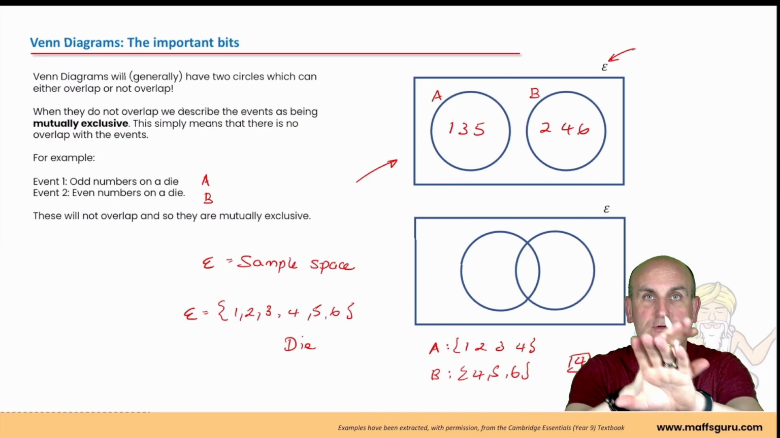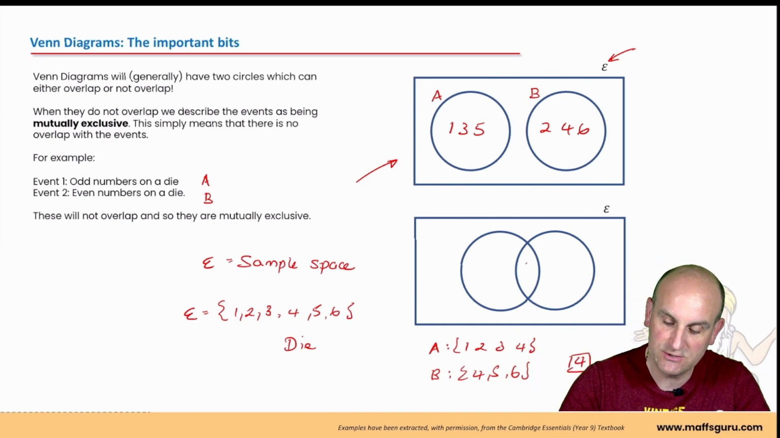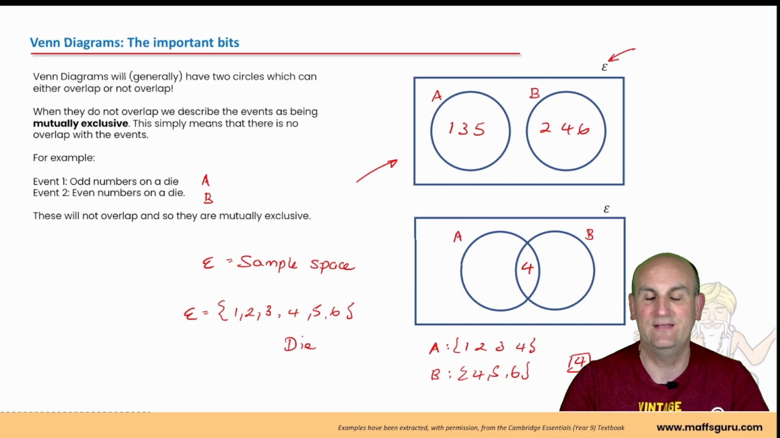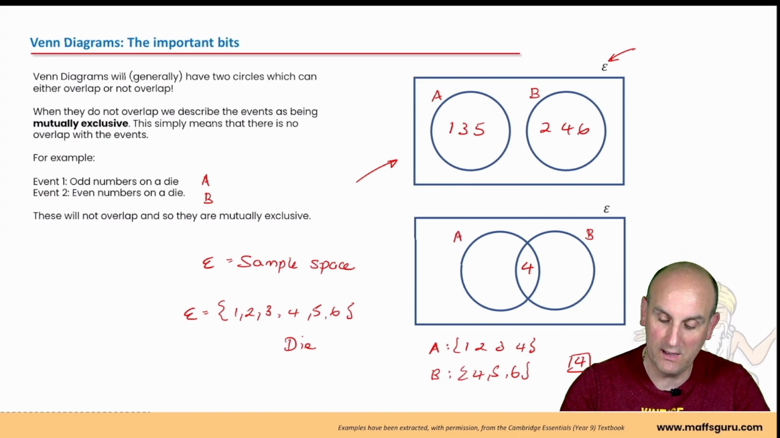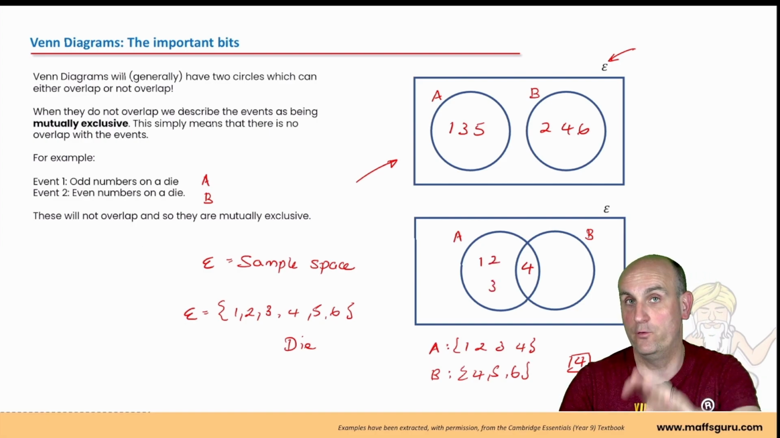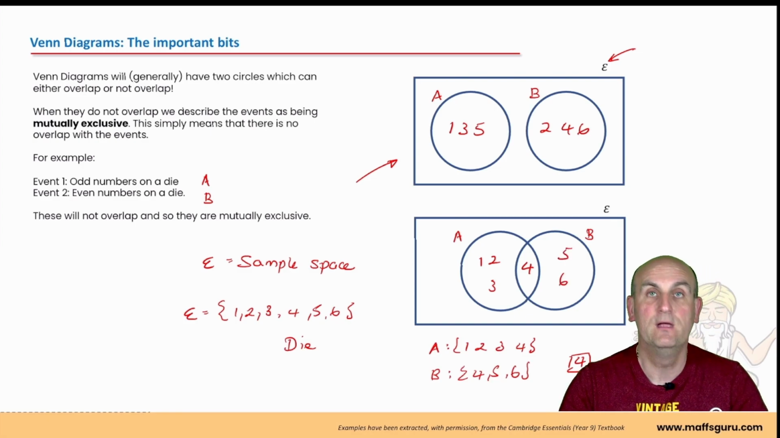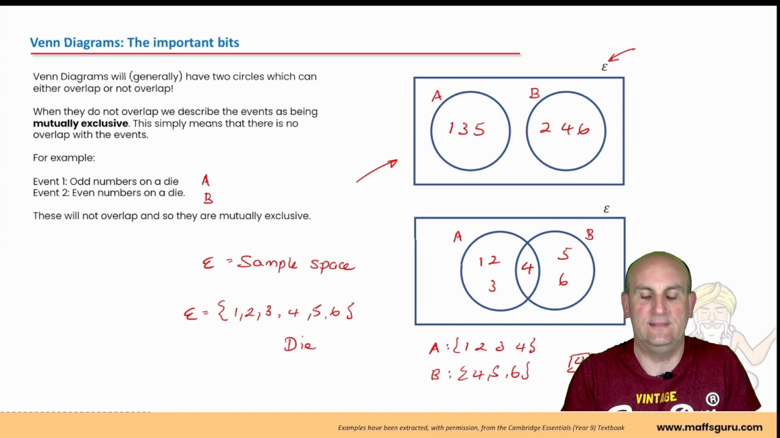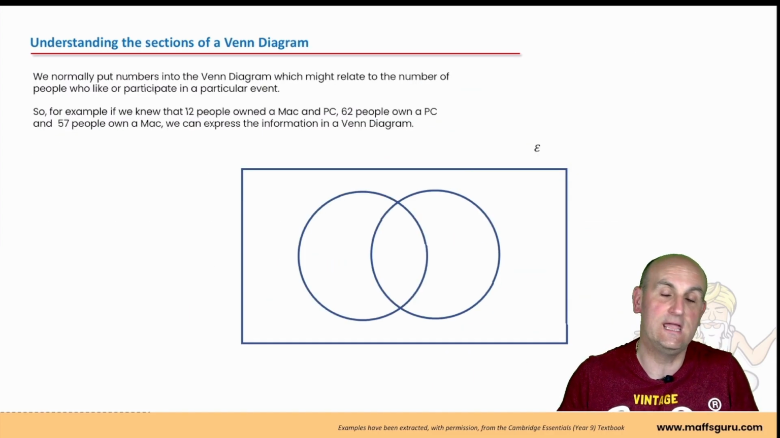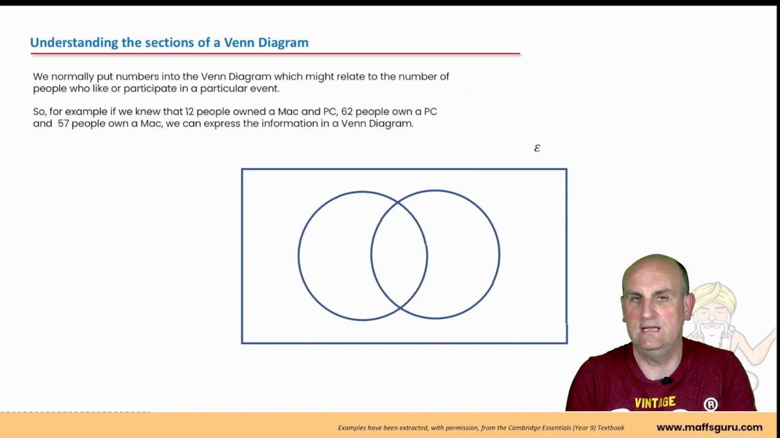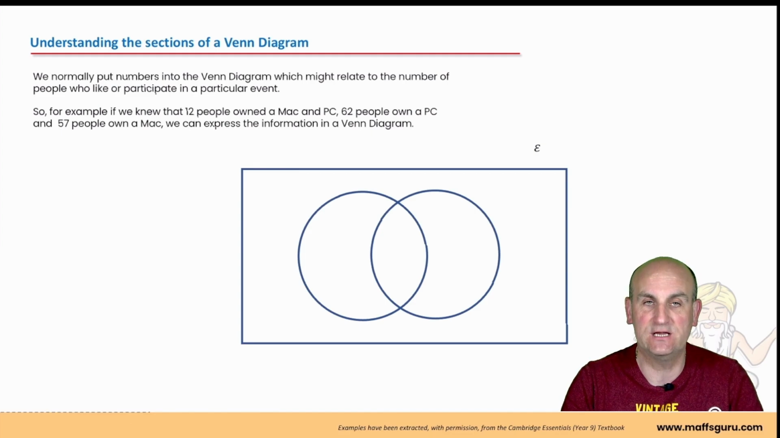And when the circles overlap, the reason there is a section is because I can write any of the numbers that overlap in that overlapping section. So I'd have the numbers 1, 2, 3 in just that section, with the 4 in both, and then the numbers 5 and 6 there. So filling in these Venn diagrams is awesome. But it's really important to understand the sections of a Venn diagram.